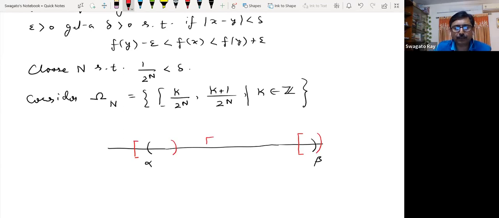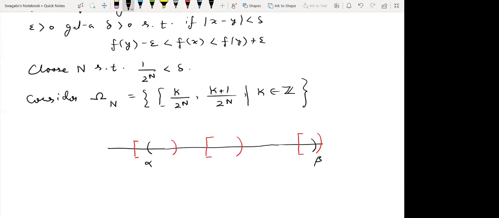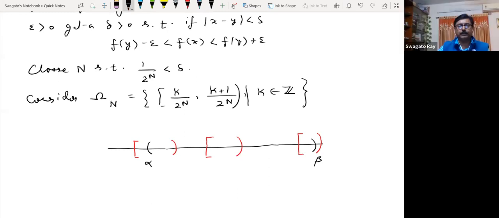And one of them is of this form. Do you agree that these are the only typical cases which can arise with the intervals coming out of omega n? Yes, sir. I made a mistake. It's open there. Okay, so these are the cases. So let's give a name to them.